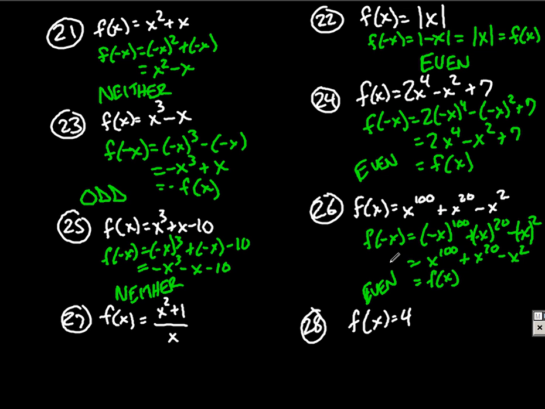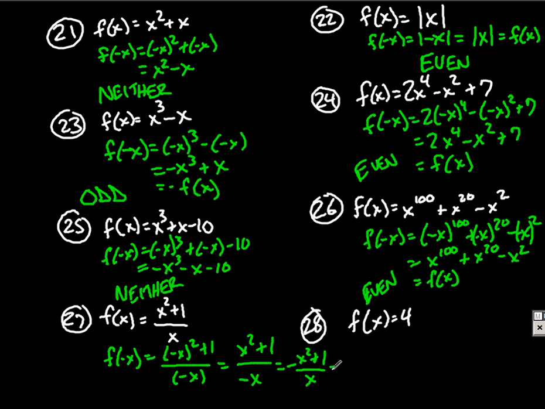Alright, number 27. What I have here, if I do f of negative x, it'll be negative x squared up top plus 1 over a negative x. And so from there, if I try to simplify that, x squared plus 1 on the top, negative x on the bottom, well, I can pull that negative out front. Negative x squared plus 1 all over x. That's the same as negative f of x. Because of that, this is an odd function.